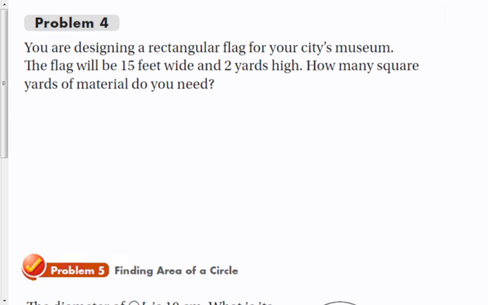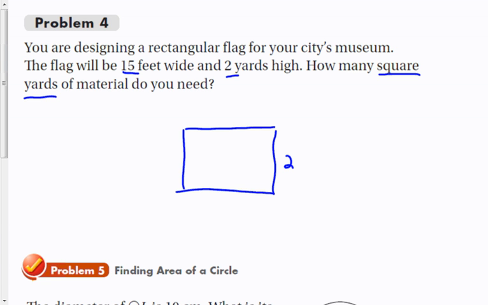All right, problem 4, you design your rectangular flag for your city's museum. The flag will be 15 feet wide and 2 yards high. How many square yards of material do you need? Okay, so we want to know how many square yards we need. So let's just draw a quick diagram. And notice we're given this in feet and this in yards. So it's 2 yards high. And we're given 15 feet, but I think I'm going to convert that one.